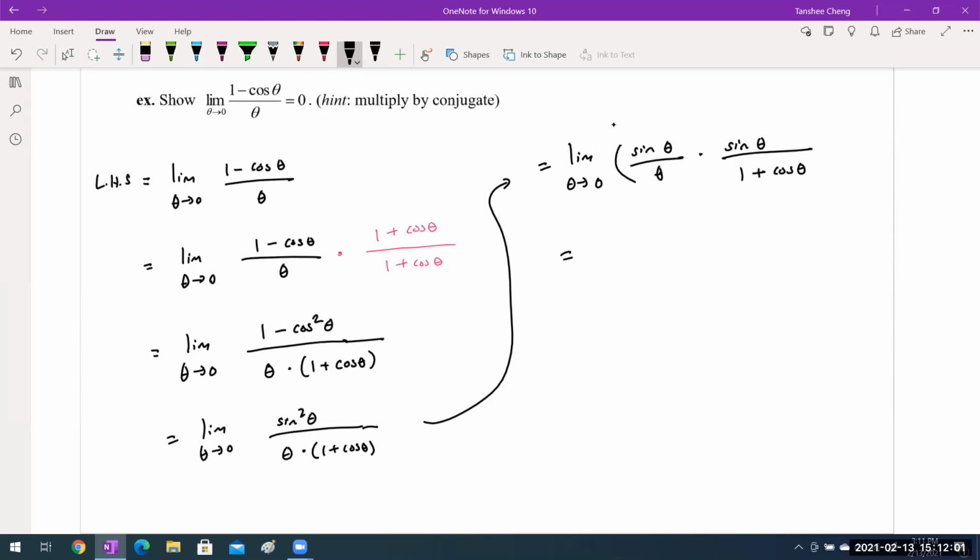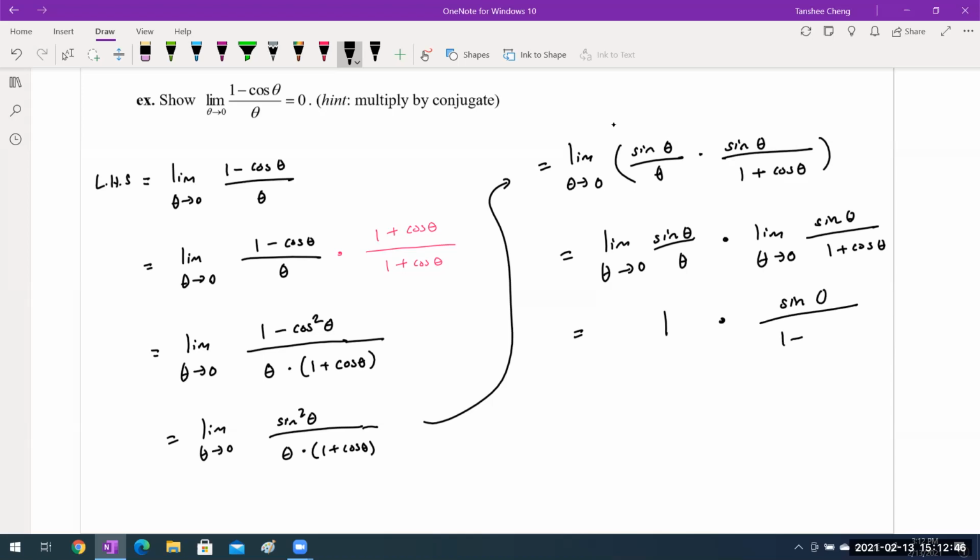Now by using the limit law, I can say the limit as theta approaches 0 of sine theta over theta times the limit as theta approaches 0 of sine theta over 1 plus cosine theta. The limit value of the first expression is equal to 1, which we already know. For the second portion, I can use the limit law because sine and cosine are continuous everywhere, so if you substitute the value, you get sine of 0 over 1 plus cosine of 0, which is 1 times 0 over 1 plus 1, that is 1 times 0, which is equal to 0, the right-hand side that we want.